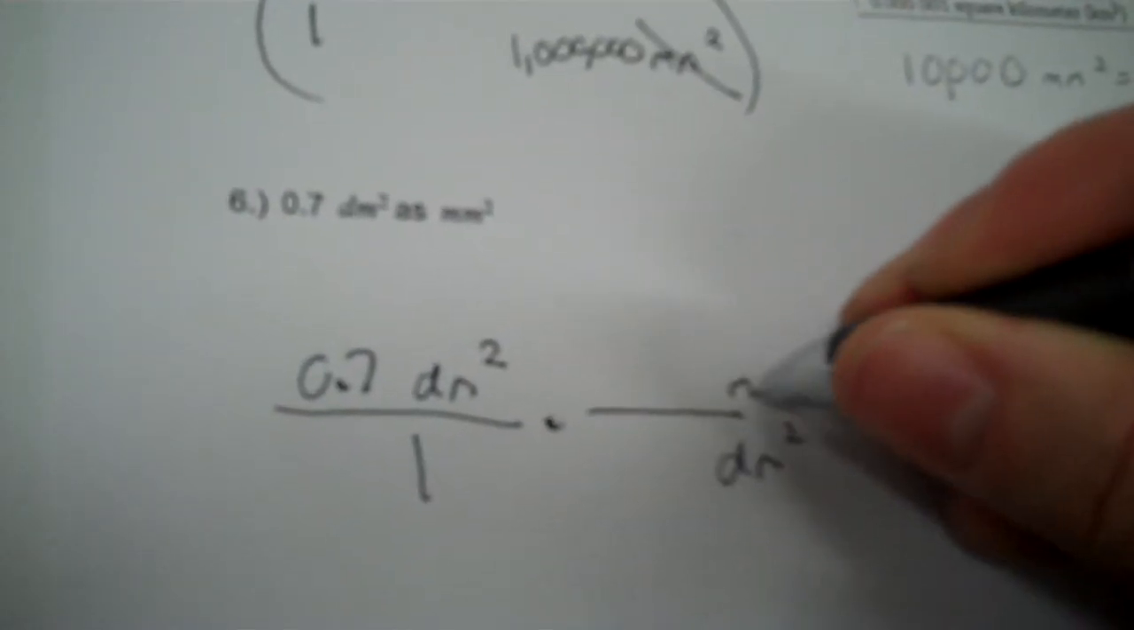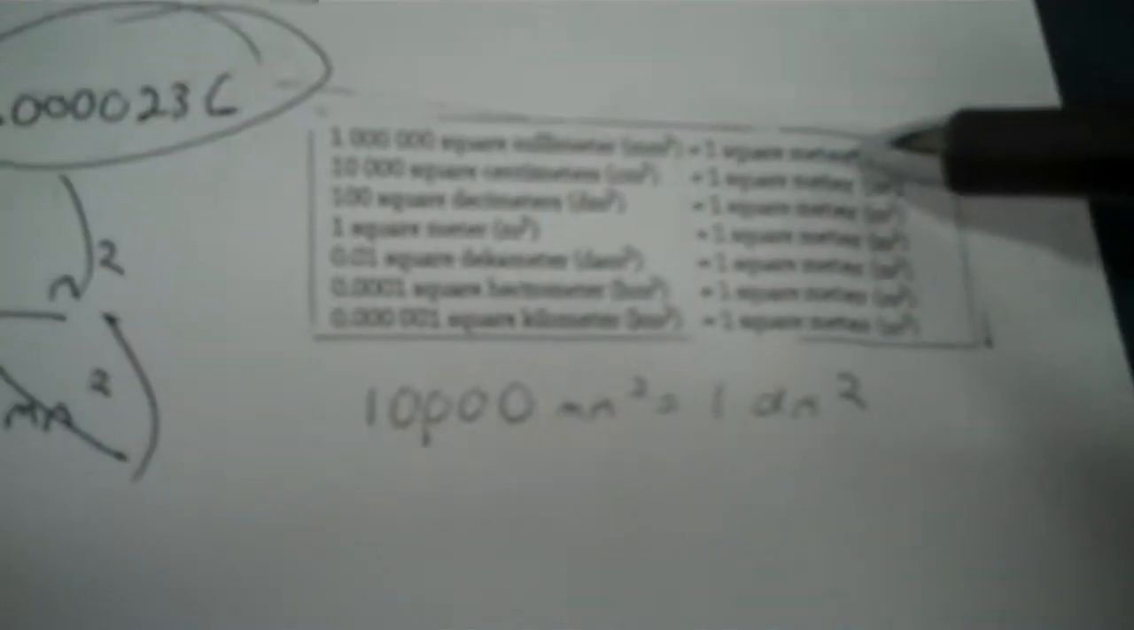Okay, 0.7 decimeters squared is how many millimeters squared? dm squared, mm squared. That's where this comes from. If there's not a meters, I wrote down what you would need. So you got 10,000 mm squared. Again, you could also write that as 10 to the 4th power, and then 1, okay?